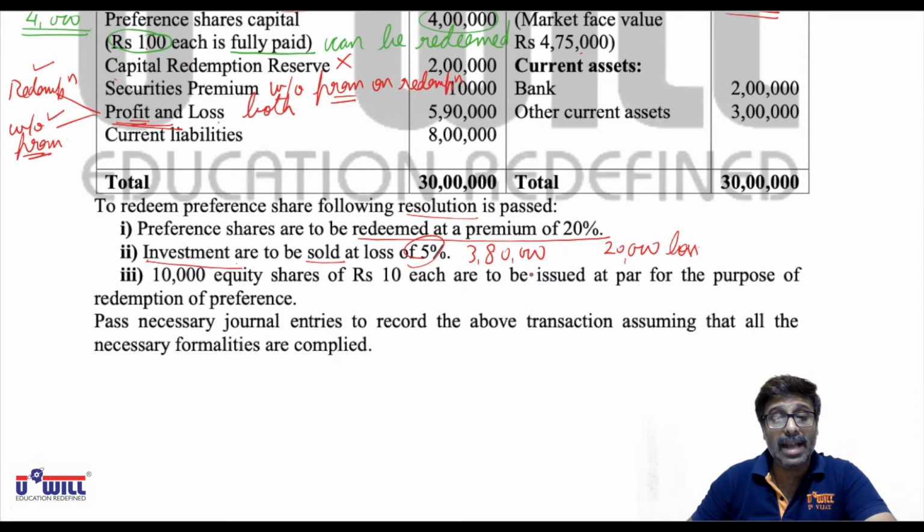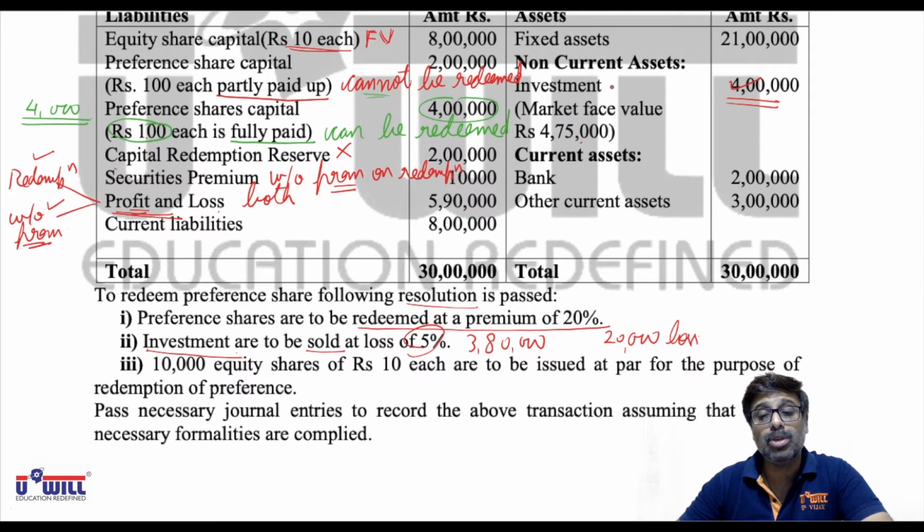Bank account debit 3,80,000. Bank is the receiver, debit the receiver. Profit and loss account debit with the loss of 20,000. Debit all expenses and losses. Investment goes out, credit what goes out, investment account 4 lakhs.